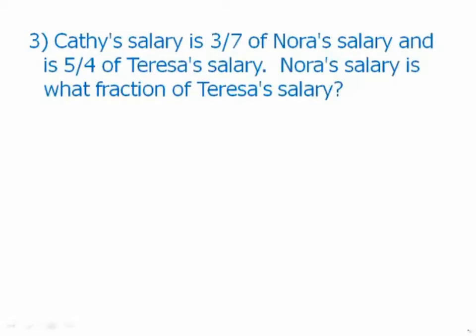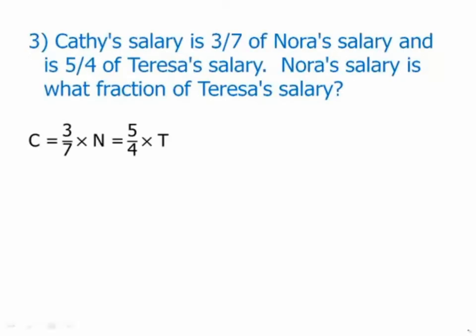For this one, now this one is starting to get to be like something that actually might be on the test. Kathy's salary is 3/7 of Nora's salary and is 5/4 of Teresa's salary. Nora's salary is what fraction of Teresa's salary? So this is a very confusing question. So first thing I'm going to say is we'll represent each one of the salaries by the first letter of the female's name. So C is 3/7 of N. Also, C is 5/4 of T.